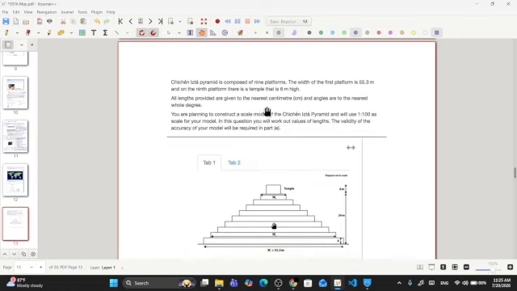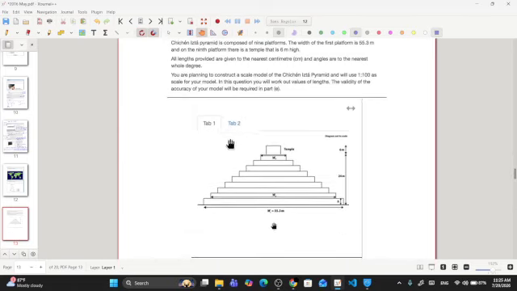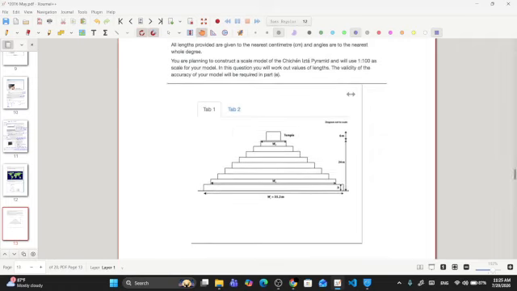Chichen Itza pyramid is composed of 9 platforms. The width of the first platform is 55.3, and on the ninth platform there is a temple that is 6 meters high. All lengths are given to the nearest centimeter and angles are to the nearest whole degree. You are planning to construct a scale model of the Chichen Itza pyramid and will use 1:100 as the scale for your model.